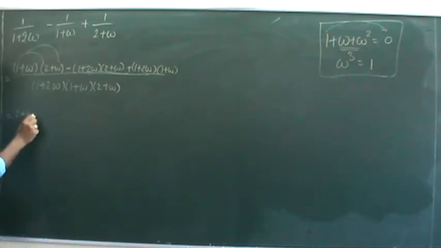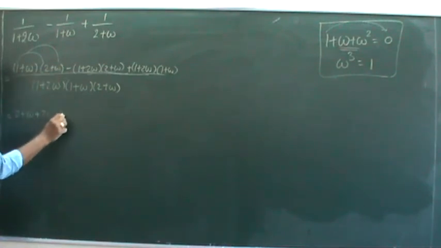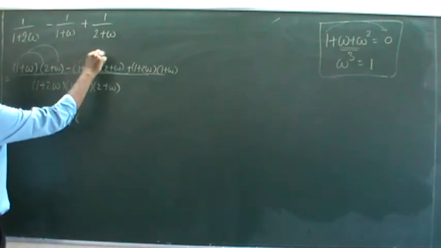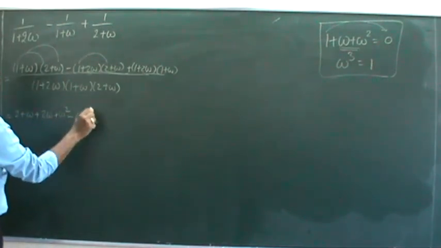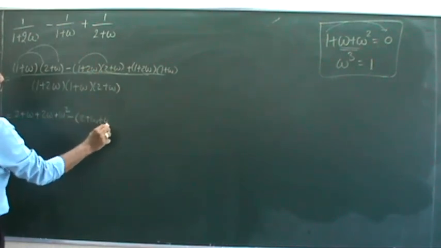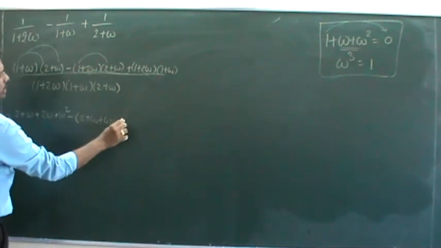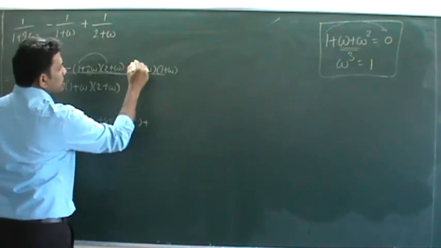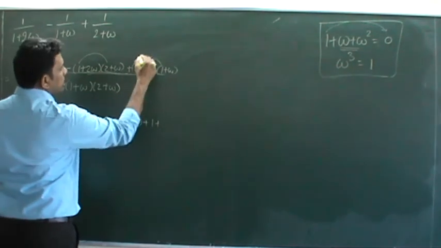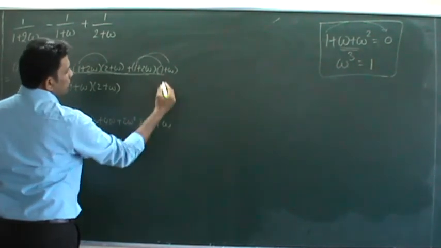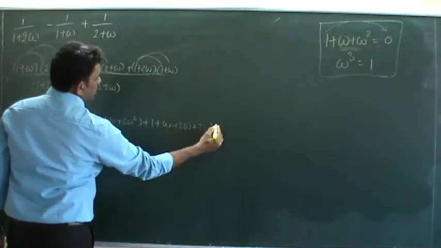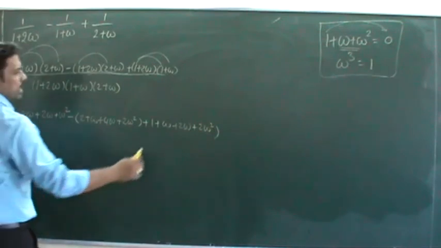1 into 2, 1 into omega, omega. Omega into 2, 2 omega, plus omega into omega is nothing but omega square. Here also multiply with 1: 1 twos are 2, 1 into omega, omega. 2 twos are 4 omega. Plus 2 into omega square. Then with 1: 1 into 1 is 1, 1 into omega is omega, 2 omega, 2 into omega square. So this is the answer here.